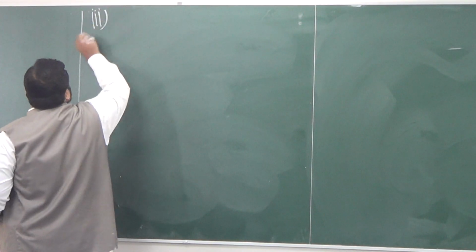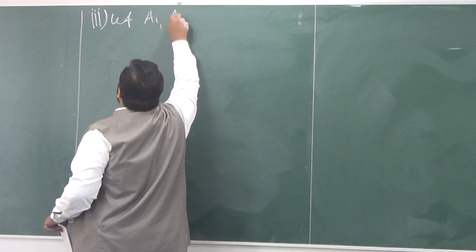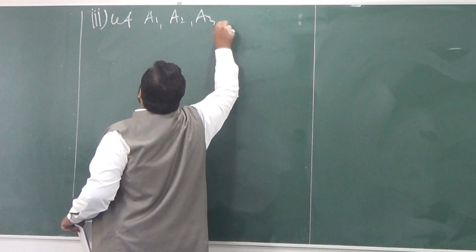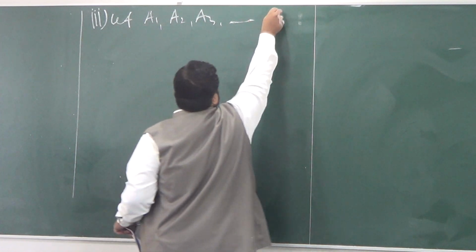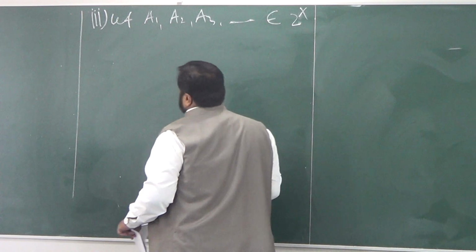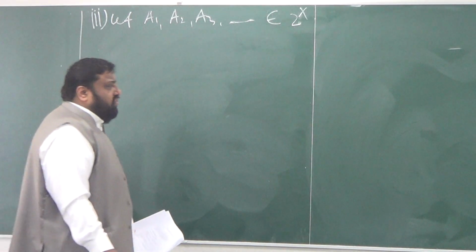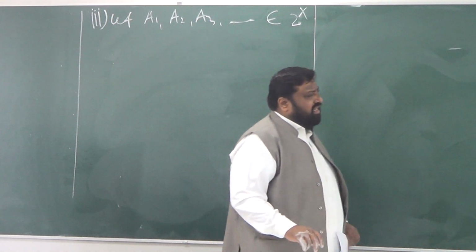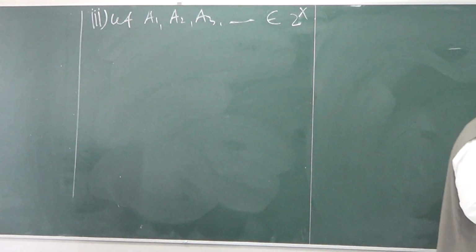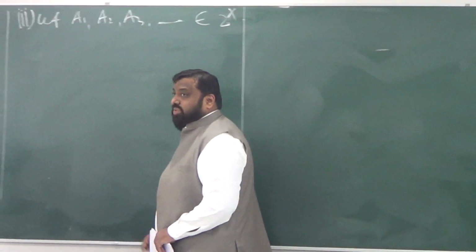All right. Let A1, A2, and so on be a collection from 2 to the x actually. And I want to compute the measure of their union. Question, how can I compute it?